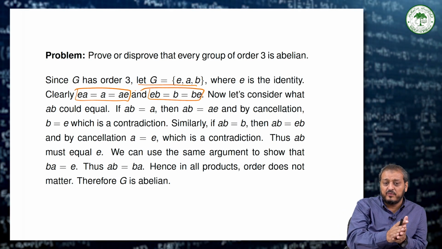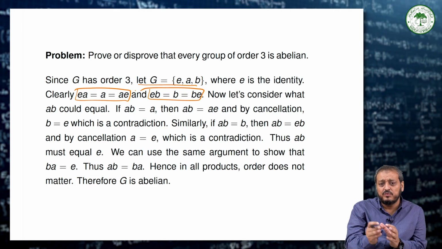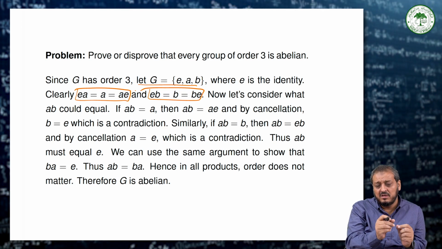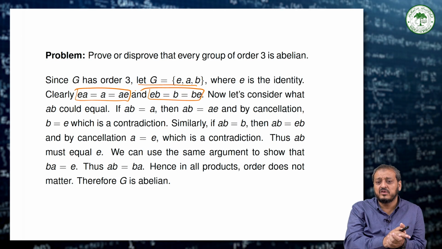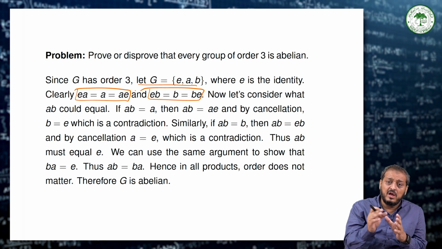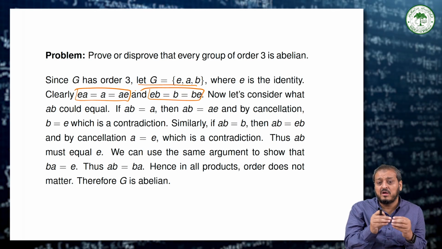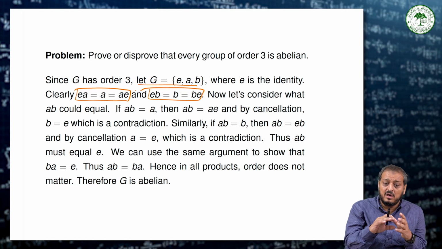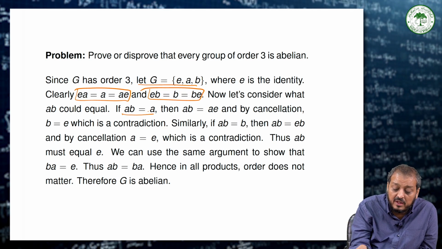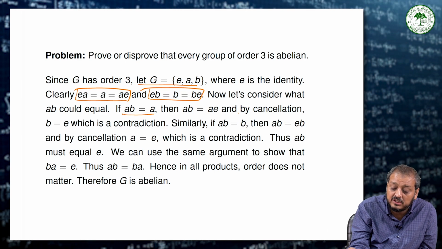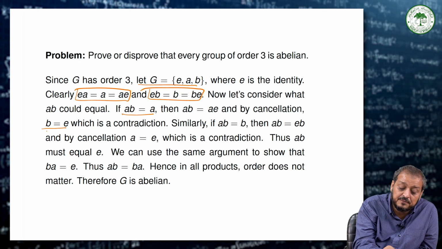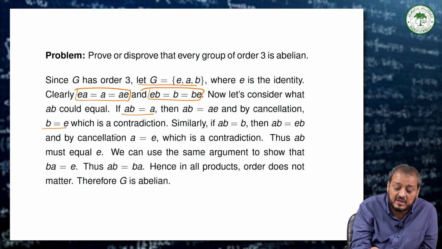So we take a group of order 3, assuming there are three elements E, A, B, where E is the identity element. E with A gives A and E with B gives B. Now let us consider what AB should be equal to, because it is a group, so it is closed. What is the value of A times B? If AB is equal to A, then AB is equal to AE, and by the left cancellation law B is equal to E, which is a contradiction because B is not equal to E.